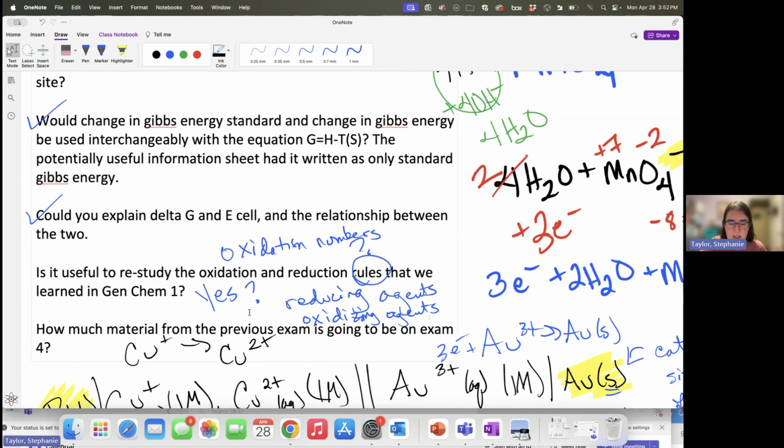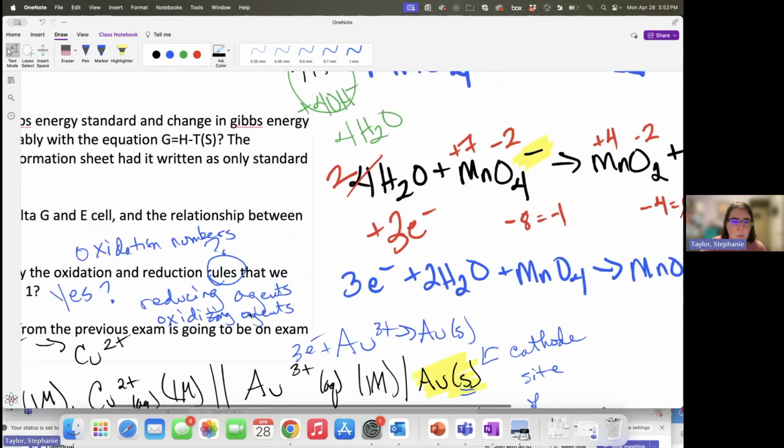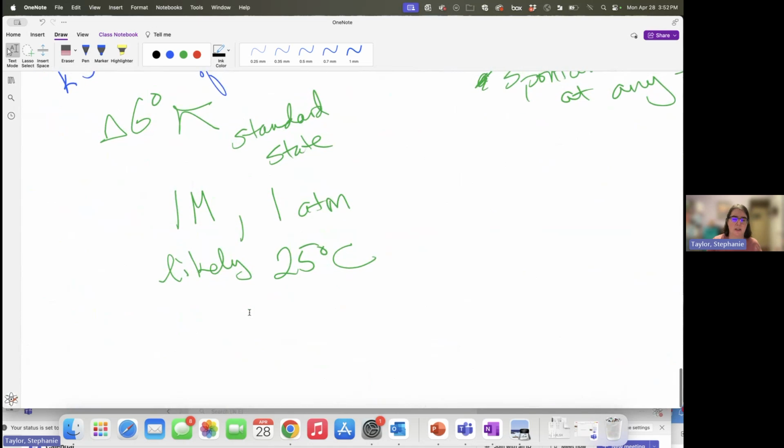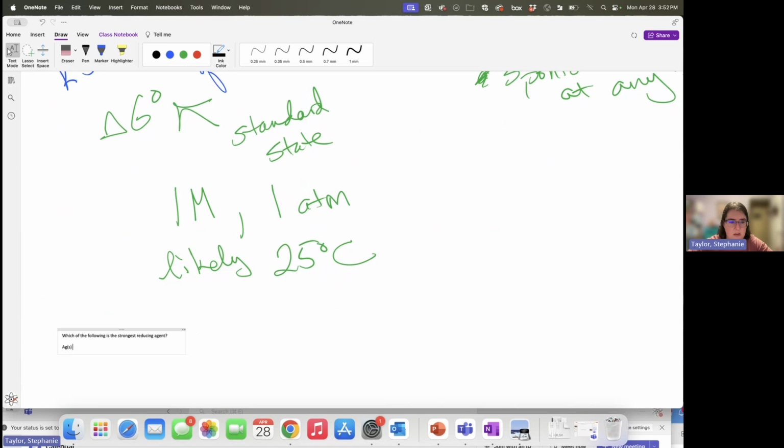When I talk about reducing agents and oxidizing agents, there's a couple different things, but one of the main things that we do ask about with oxidizing agents and reducing agents looks a little something like this. Let me go ahead and make this a question. Strongest reducing. Just give me 2 shakes.